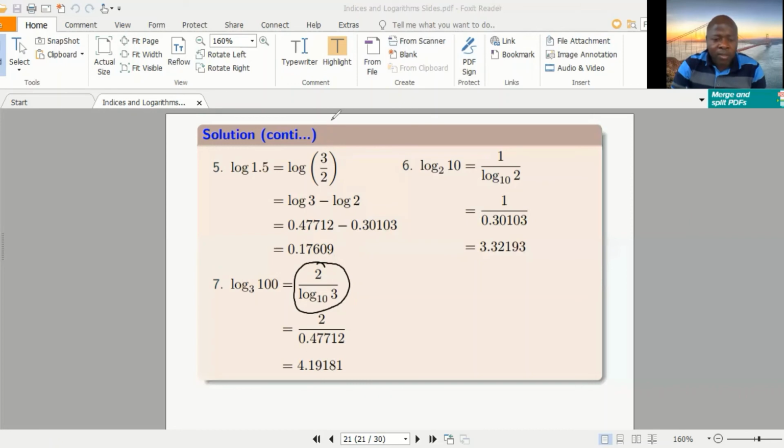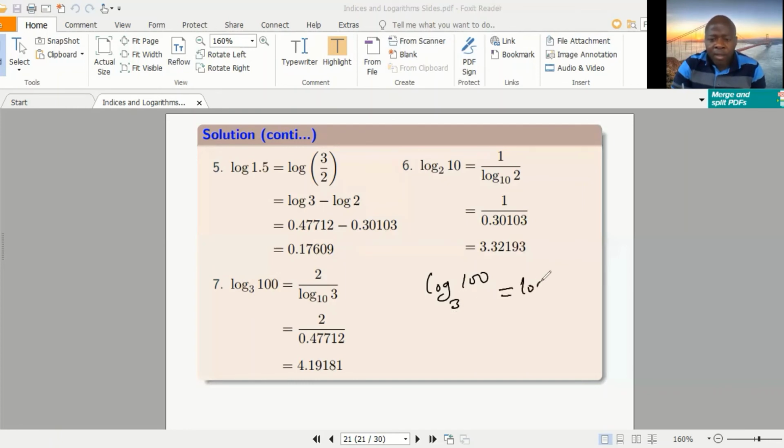Let's go back to the question. Oh, no, the question is, let me just erase. The question is find the log of 100 to base 3. And what is given to us is the log of 3 and the log of 2. That means 3 should not be in the base.